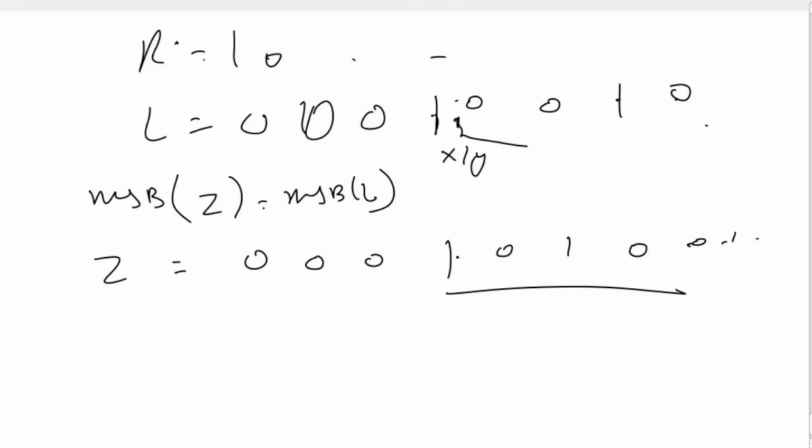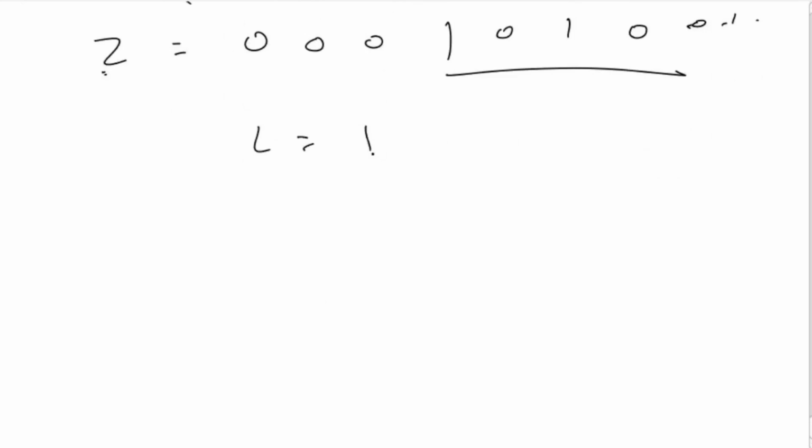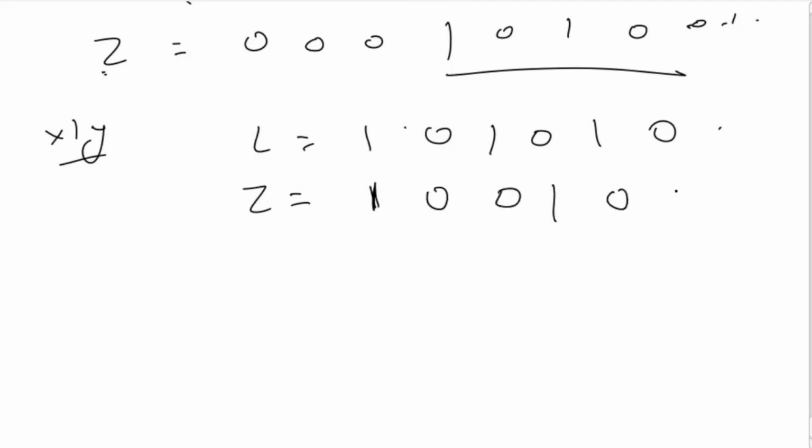But if Z is still less than L, then we have to do something. So I'll take an example. Suppose L is 1 0 1 0 1 0, and suppose our Z comes out to be something like this, so we have to set MSB of Z equal to that of L. Then we take XOR of X and Y from this bit to this bit, and suppose that we get something like this. So you can see that our Z is less than L.